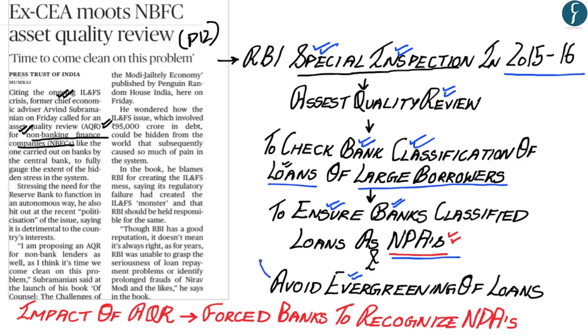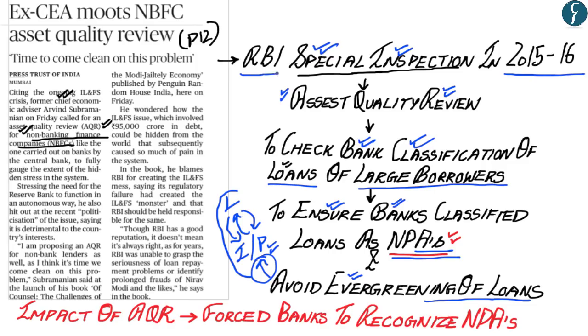Wherein what banks would do is that if any company or corporation had not been able to pay back the interest or the principal amount on a particular loan, the bank would further give them a loan so as to pay back the interest or the principal amount. And the reason the banks were doing this was so that they did not have to show this loan as being a non-performing asset. And this process was known as the evergreening of loans. However, because of this special inspection known as the Asset Quality Review that was undertaken by the Reserve Bank of India, it forced banks to recognize loans as being non-performing assets.